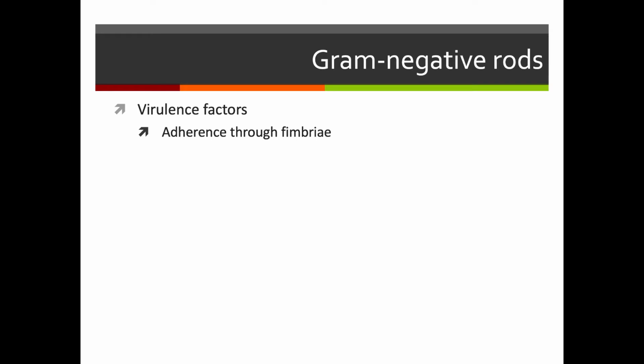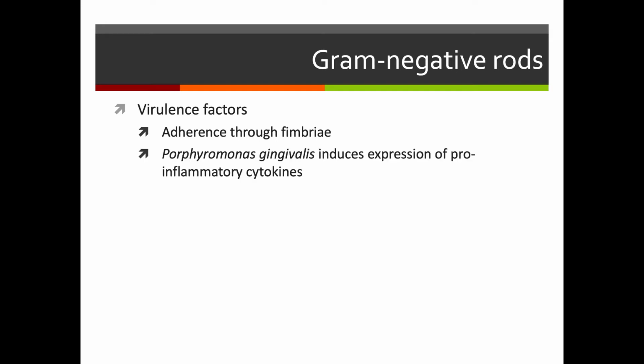Gram-negative rods generally have a lot of the same virulence factors, including adherence using fimbriae, those hair-like projections from the surface of the cell. One species, Porphyromonas gingivalis, which normally can cause oral infections, actually has a virulence factor that can induce pro-inflammatory cytokines.